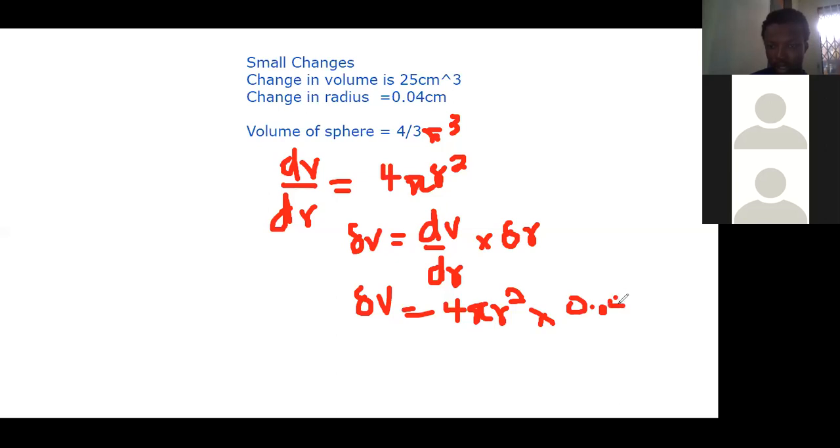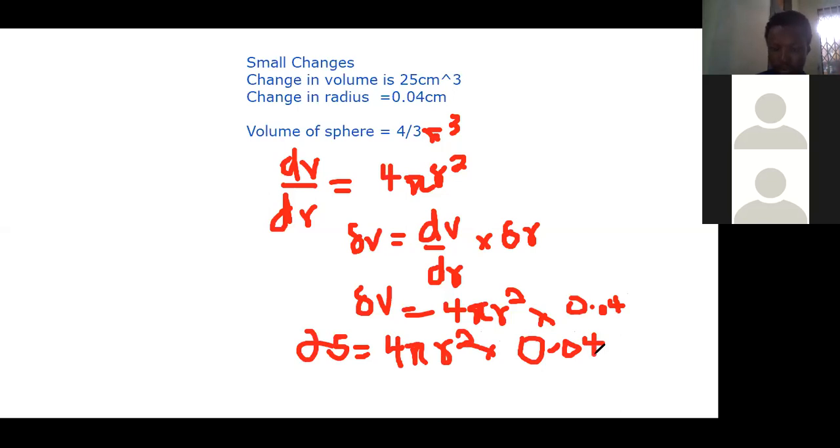0.04. But let's not forget that the question said the change in volume, which is the smaller v, is 25 cm cubed. So 25 is equal to 4 pi r squared times 0.04. The question says we should find the approximate value for the radius, so you are looking for this radius. And so we are going to do arithmetic. What are you going to get?